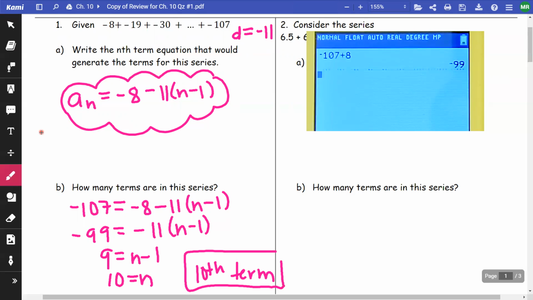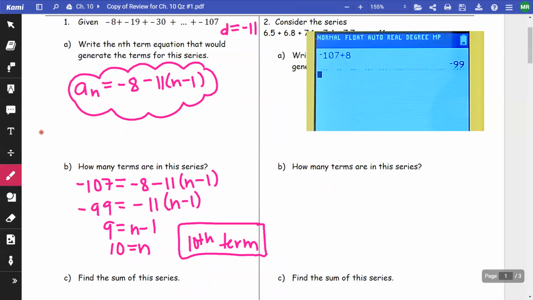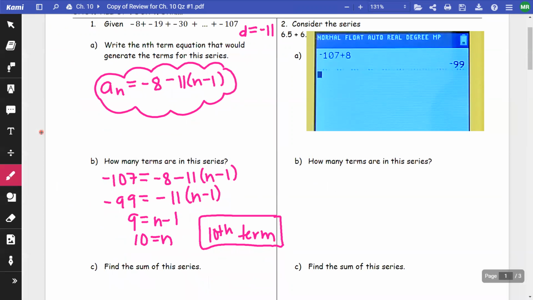Now, in this problem, they asked us step by step: what is the nth term, or the equation, and what term is -107? Really, what they could have done is just gone straight down to letter C and said, find the sum of the series. If they had done that without asking us these bits and pieces, you still would have had to find these in order to do this.